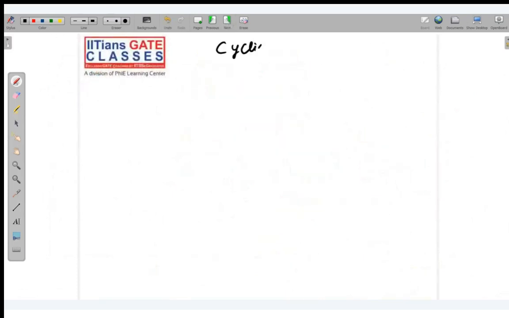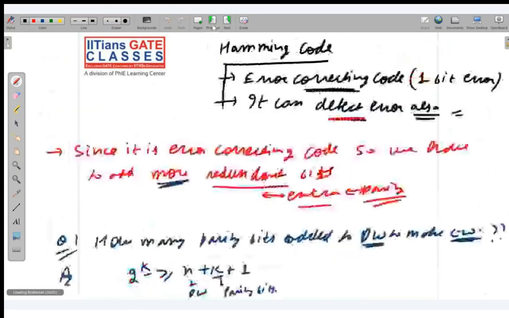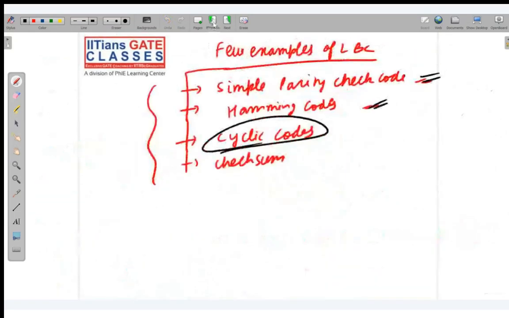Cyclic codes. Cyclic code means, if we have a valid code word, and by the way, it is also a linear block code, because we are studying linear block codes only. These are the types of linear block codes we are doing, with a few examples of linear block code. So it is also a linear block code.